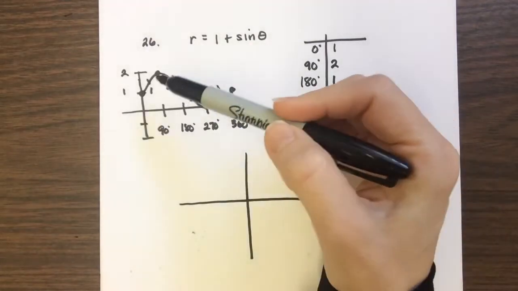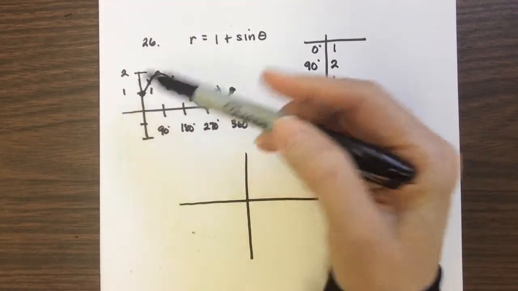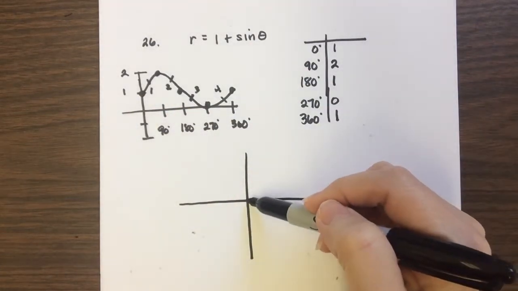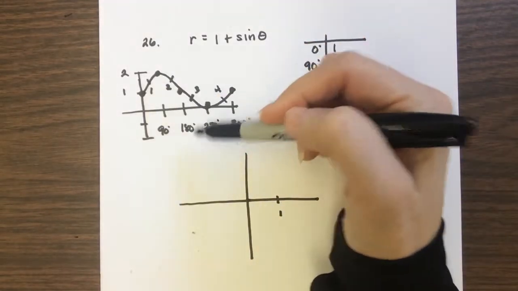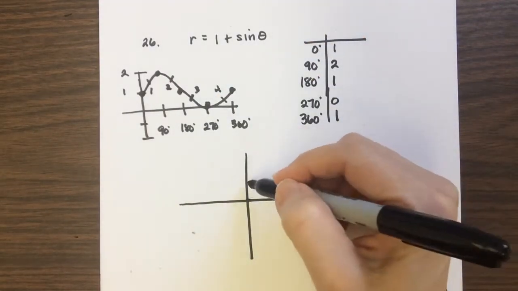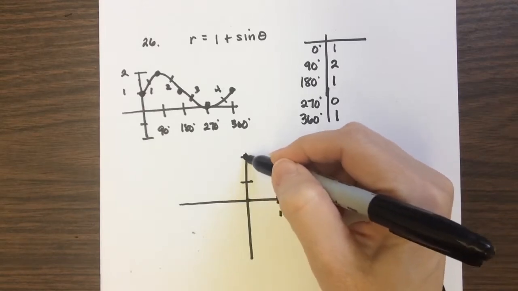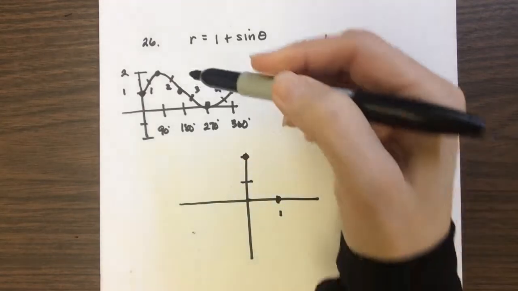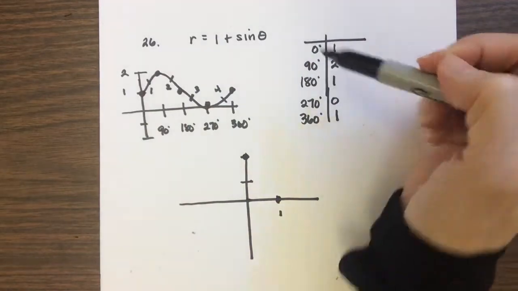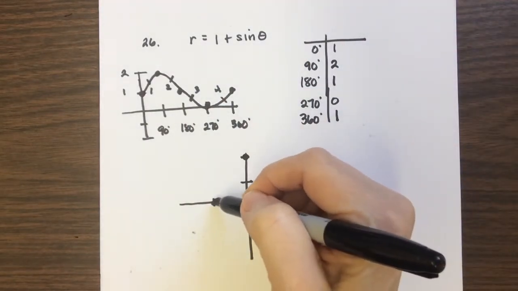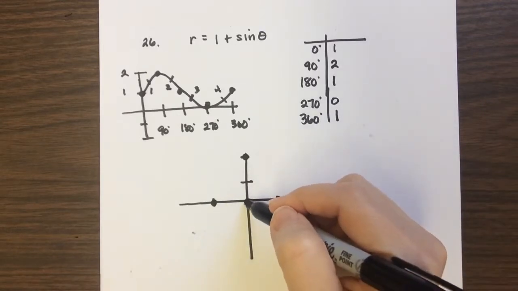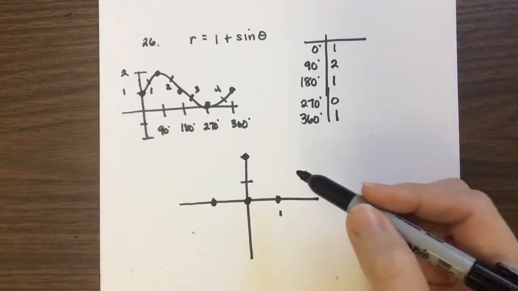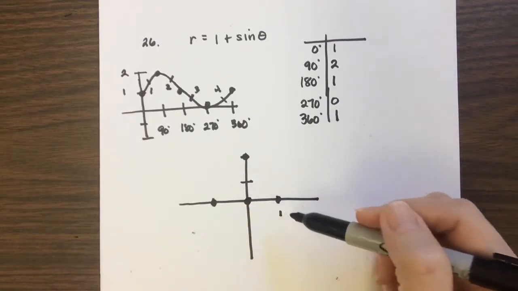if you'll notice here, at 0, my angle is 0, going out to 1. At 90 degrees, I'm going up to 2. At 180, I'm back to 1. At 270, I go to 0. And then at 360, I'm back to 1.